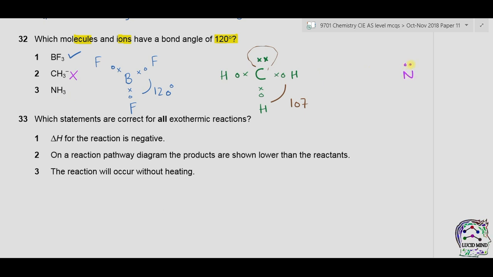Third one is NH3. Again in nitrogen we have 5 electrons in the outermost shell, out of which 3 electrons make single covalent bonds with hydrogen atoms, while 1 pair is present in the form of lone pair. The bond angle will be 107. So 3 is also incorrect. As only option 1 is correct, the answer is therefore D.